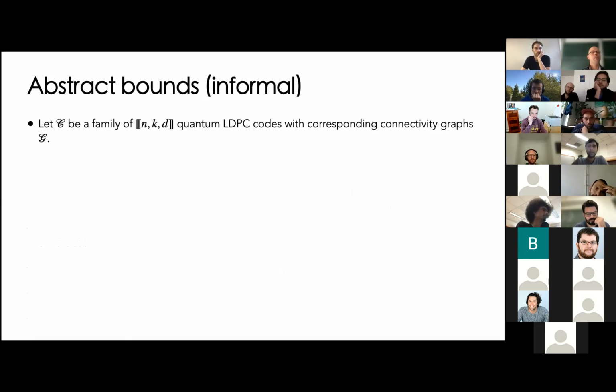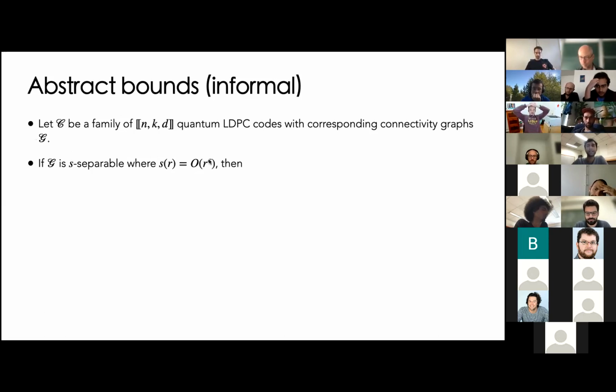With this definition, it's possible for us to state our bounds. We're going to say that if we have a family of [[n,k,d]] quantum LDPC codes, and let's suppose that they have corresponding connectivity graphs G, then we're going to consider the particular case where the separator scales as r to the c. So it scales polynomially for some constant c. And the reason that we're doing this is because it's easier to present such a bound in a talk.